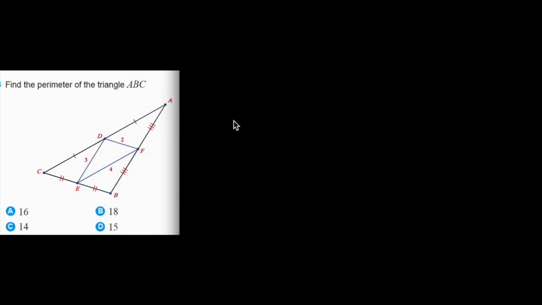Triangle ABC, the big one. In this question, we have DF, whose length is 2, and equals half the length of the corresponding side, which is BC. So the length of BC equals 4. Also for EF and AC, the length of AC will be 8, and the length of DE equals half the length of the corresponding side, which is 6.